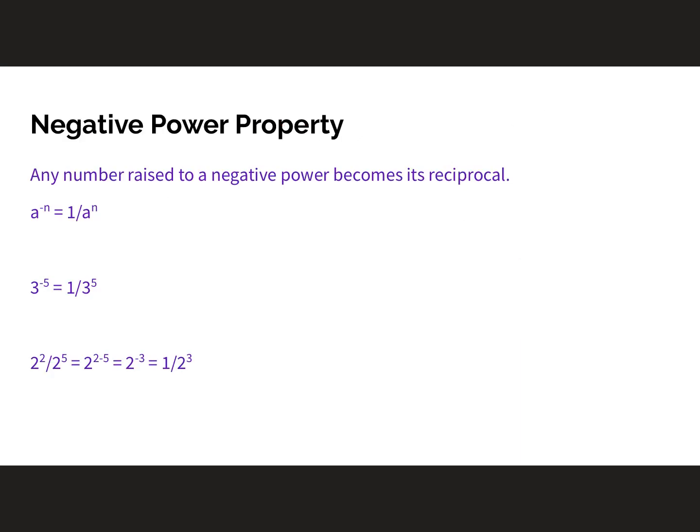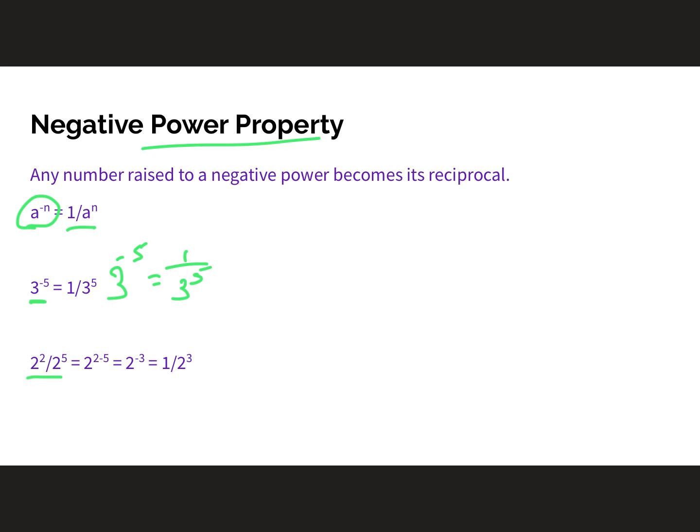So our negative power property: if we have a to the negative n, that's the same thing as 1 over a to the n. So 3 to the negative 5th power is 1 over 3 to the 5th power. And we get that from our quotient property. 2 to the second divided by 2 to the 5th is 2 to the 2 minus 5, which is negative 3, which is 1 over 2 to the third power. Okay? So go ahead and use these as you practice with your exponents some more.